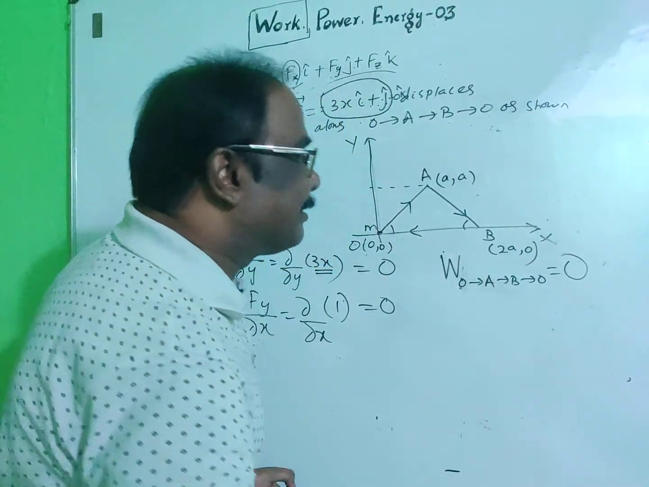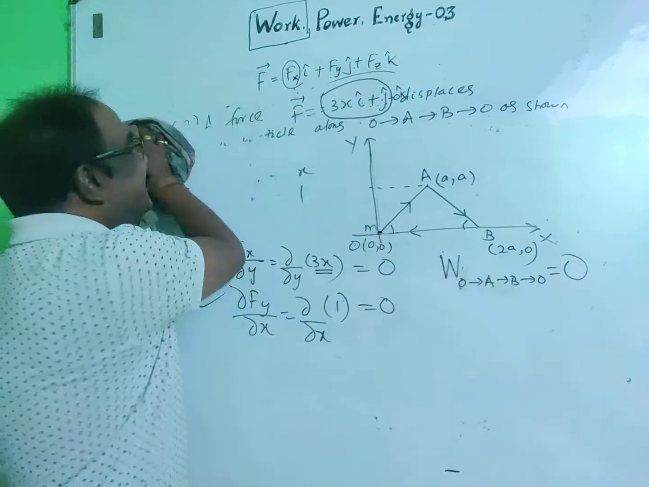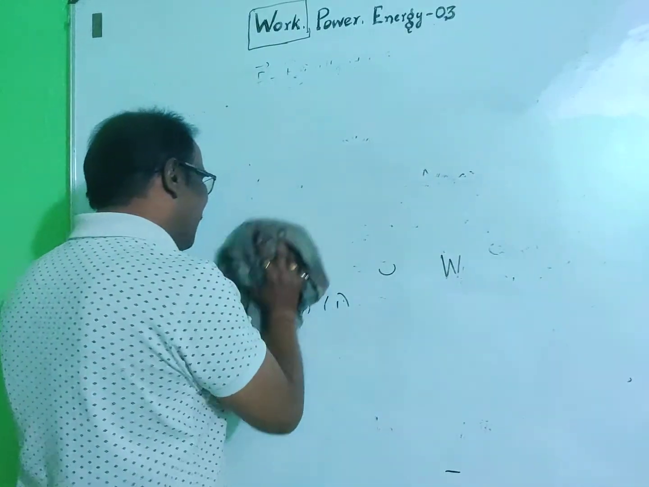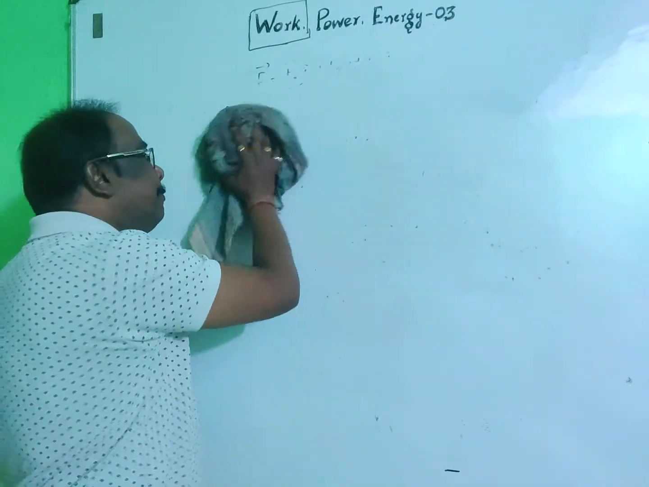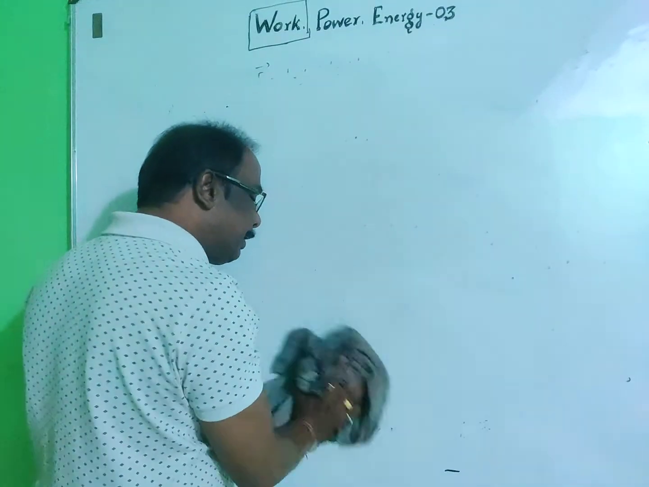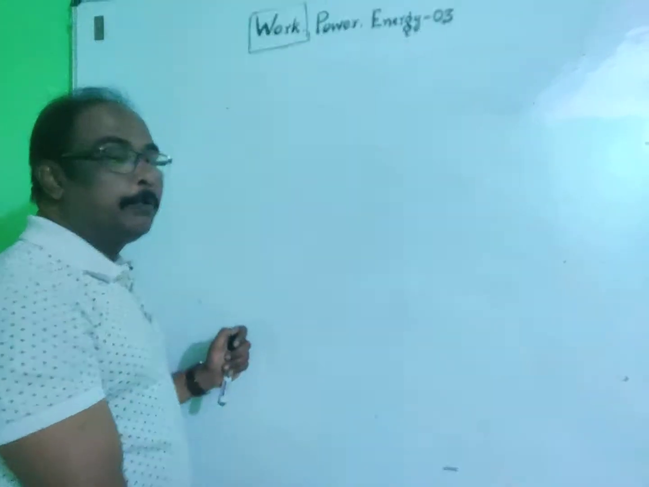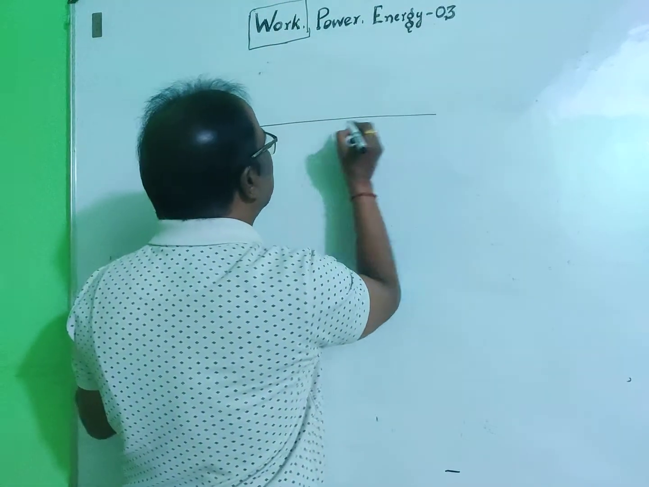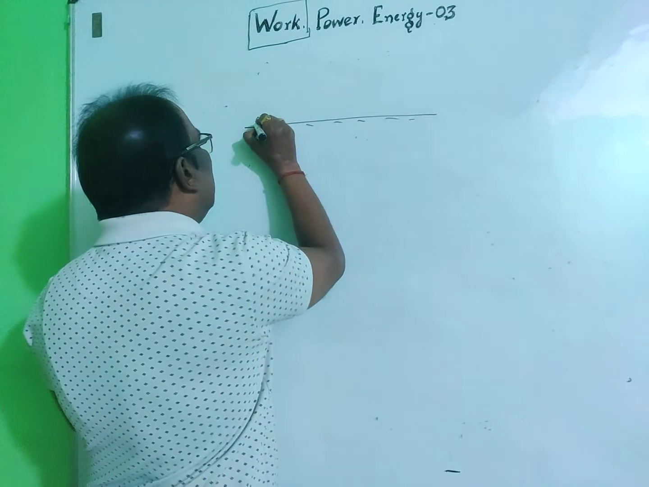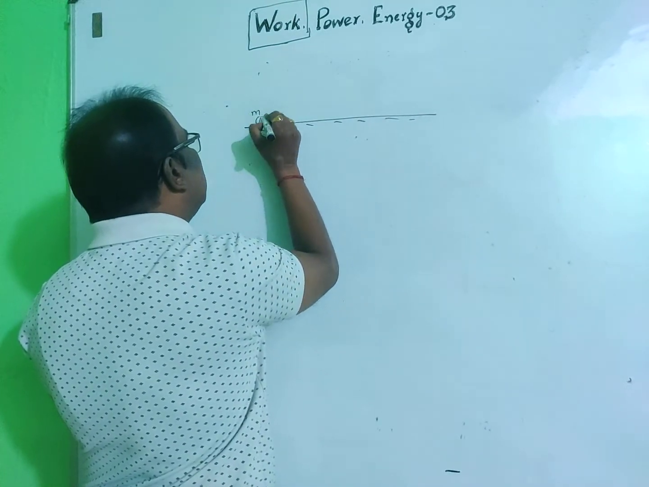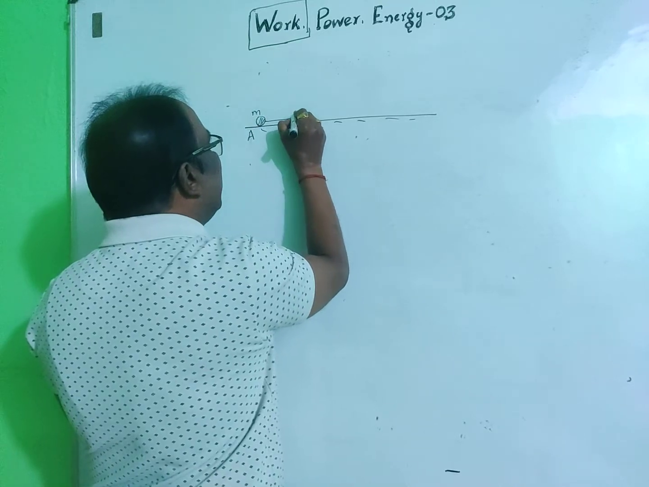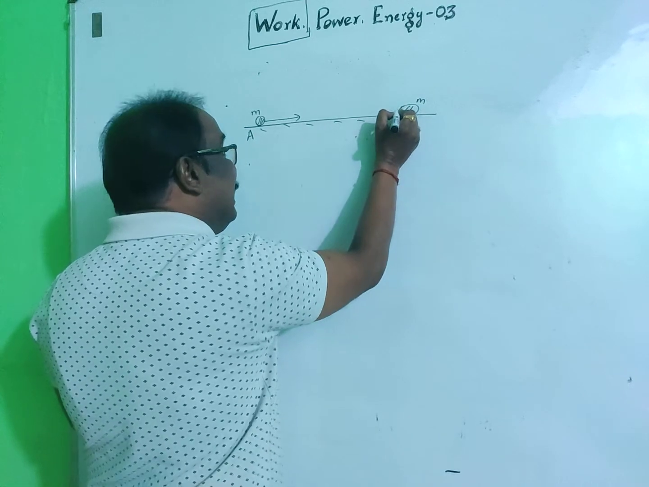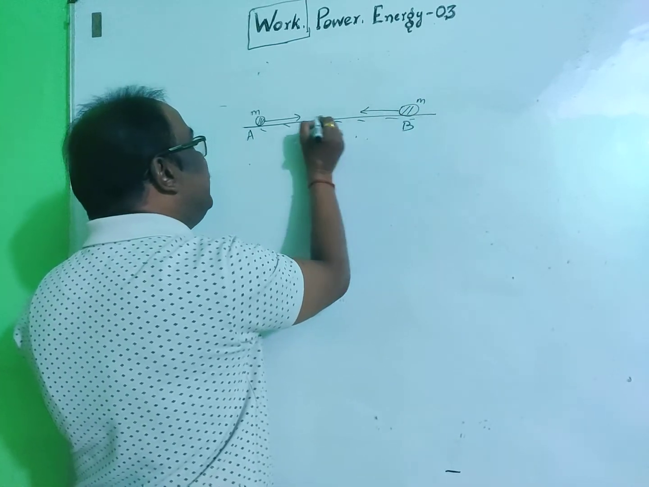Then some examples of non-conservative force. Very easy discussion. As I have discussed, the best example of non-conservative force is frictional force. Let's consider this is a horizontal surface. A body of mass m is taken from position A to position B, and then it is brought from position B to position A.